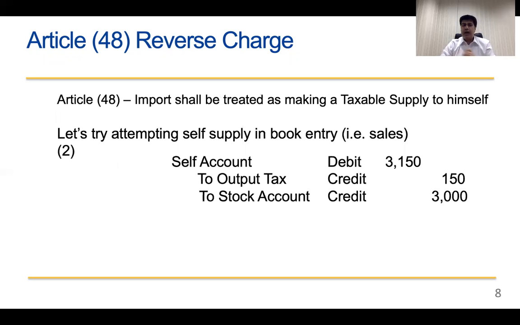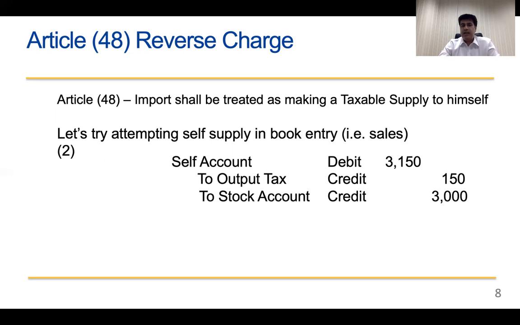Now let's look at what happens if I'm going to try to sell to myself. Remember what the law has said: make a supply to himself. That means I am going to sell these goods in our books. Now, to whom am I selling? I'm selling to self. Hence, I'm going to put receivable as a self account debit, to output tax credit, which is 150 since VAT is applicable.